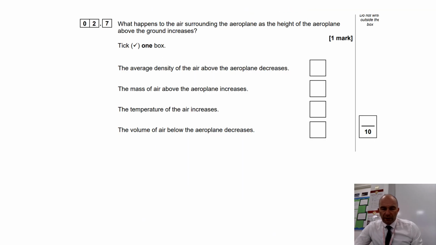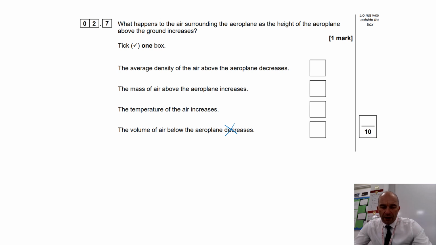Right, question 2.7. What happens to the air surrounding the aeroplane as the height of the aeroplane above the ground increases? This is where we need to think about the structure of the atmosphere and what happens as we increase in height. So it starts at the bottom. The volume of air below the aeroplane decreases. Well, that is clearly rubbish, because as we increase in height, the volume of air is going to decrease until obviously we get to the edge of space, and we've got very little air there.